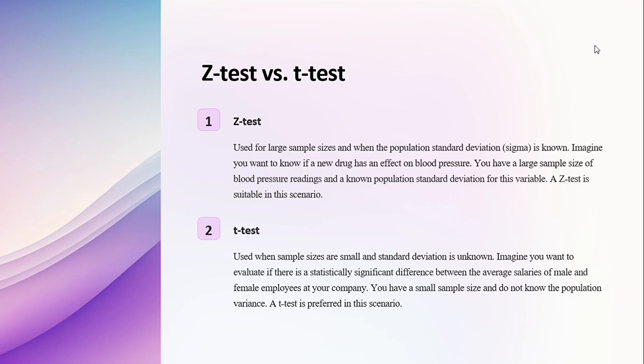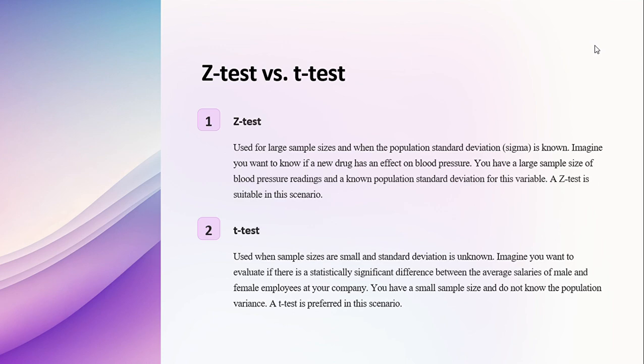Going quickly to the t-test. This is another statistical approach which is used when sample sizes are small and the standard deviation is unknown, the opposite of the first one. For instance, imagine you want to evaluate if there is a statistically significant difference between the average salaries of male and female employees at your company. You have a small sample size and do not know the population variance. A t-test is preferred in this scenario as long as it has an unknown standard deviation.